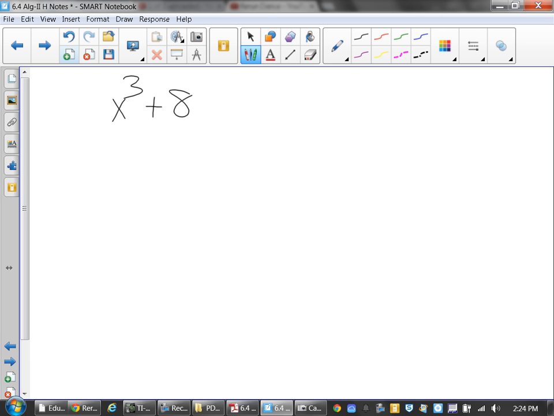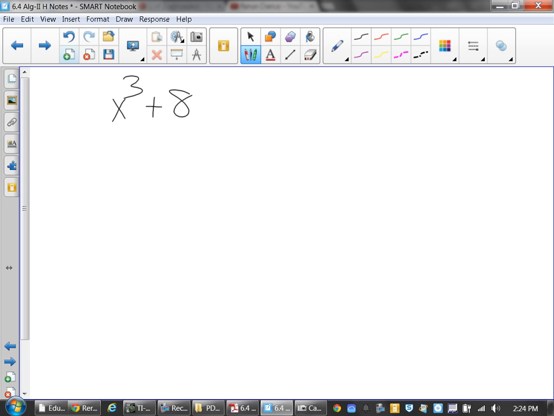Now, to be honest with you, if you know your first 5 or 6 perfect cubes off the top of your head, you're going to be fine. A lot of these, they don't get much larger than that. If it's anything larger than that, you're going to wind up with a calculator. But if they're within the first 6 or so, you're going to be okay without one.